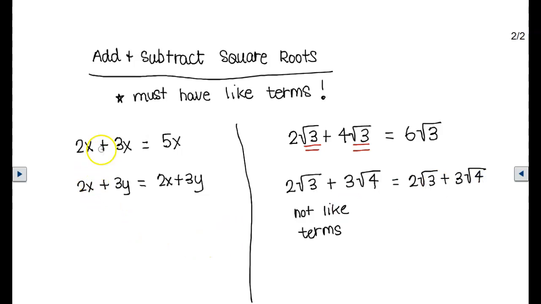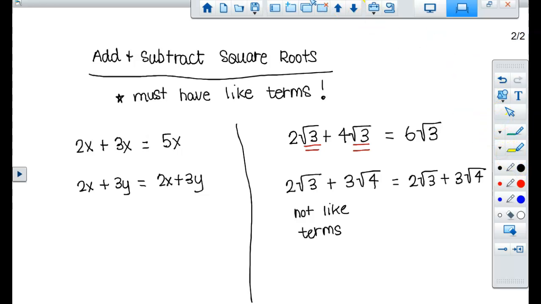So this is the thing that's going to make adding and subtracting different. You're going to have like terms.